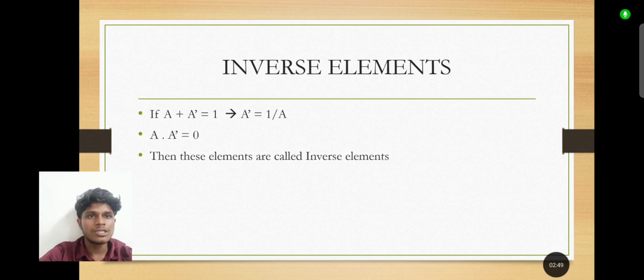In Boolean algebra, the inverse element is related to the complement. If we consider a plus a complement equals 1, and a into a complement equals 0, then these elements are called inverse elements.